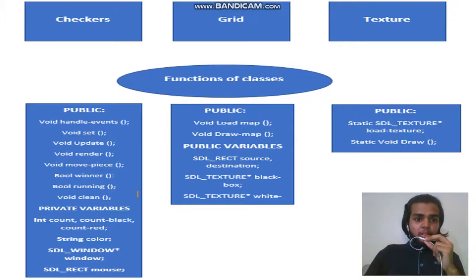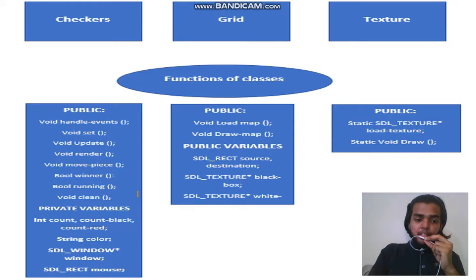So moving on, this is basically the class diagram. As you can see, it has three main classes: class checkers, grid and texture. All the classes have different functions. For example, the checkers class has all its functions in public: the handle events function, the set, update, render, move piece, winner, running, clean. All these functions have specific jobs and we are going to see this in some time.